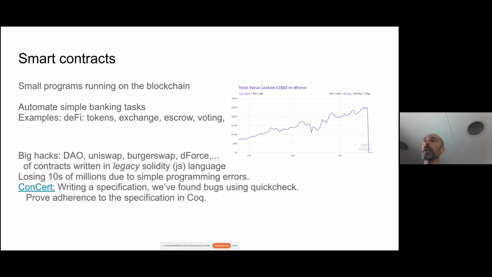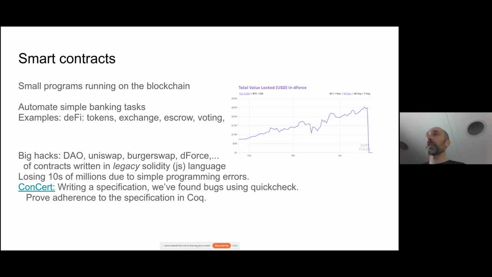Now this seems very nice, but as I said, each week or a couple of weeks, someone takes out tens of millions of dollars that they shouldn't. And so here's an example. If you look at the stock of the D-Force distributed exchange, there was a small bug in the program, and someone took out some 20 million.